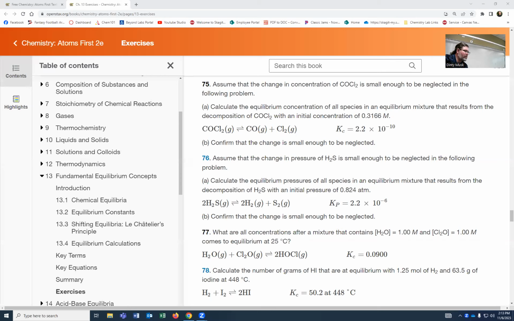If you know the concentration at equilibrium, you can just go into your ice table and solve for that value. We would plug it in for the equilibrium value, the one at the bottom of the ice table.